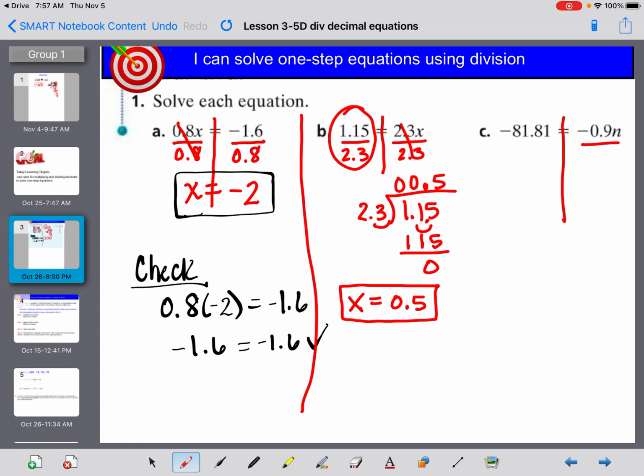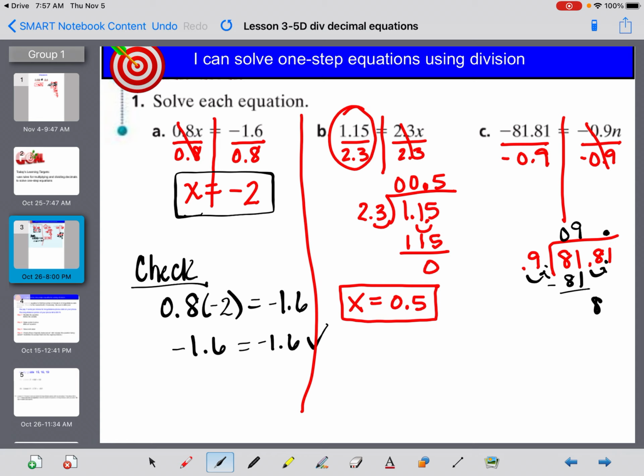In letter C, I divide both sides by negative 9/10. Then I write my problem as a side problem, 81 and 81/100 divided by 9/10. Again, I cannot have a decimal in my divisor, so I move the decimal point 1 place to the right in both numbers. Then I bring my decimal point straight up. 9 does not go into 8. 9 goes into 81 9 times.